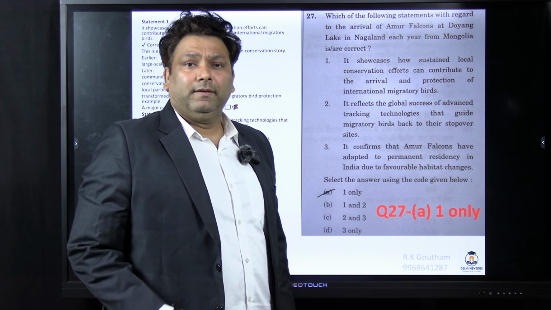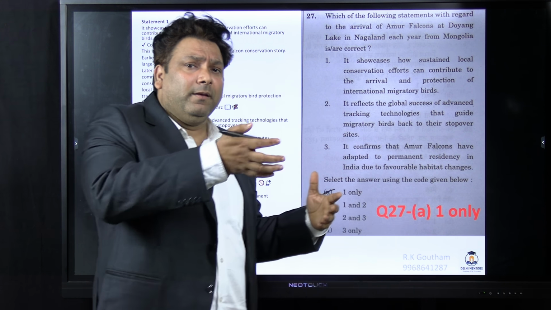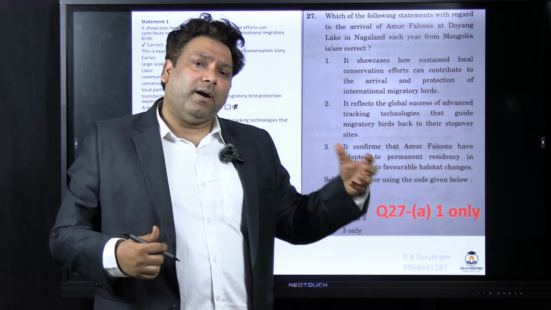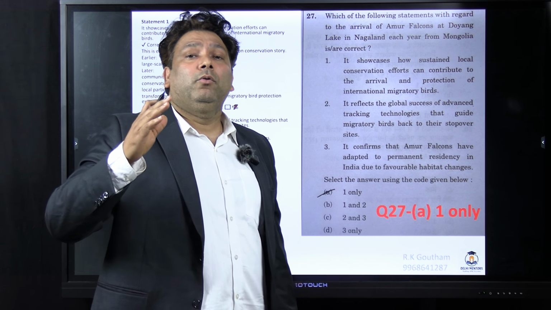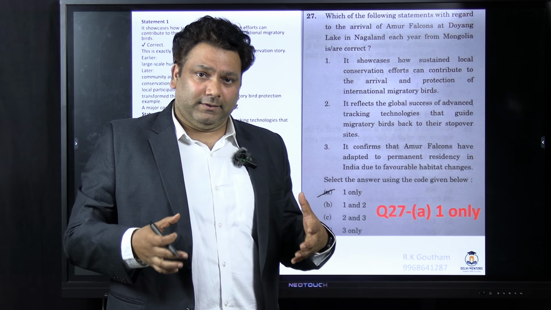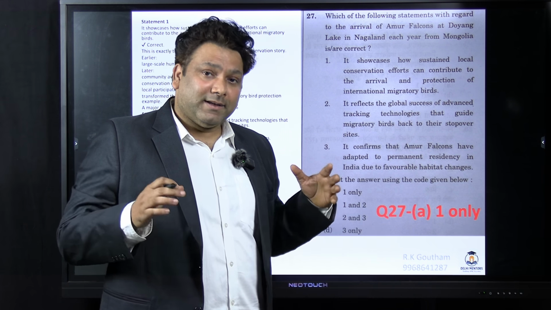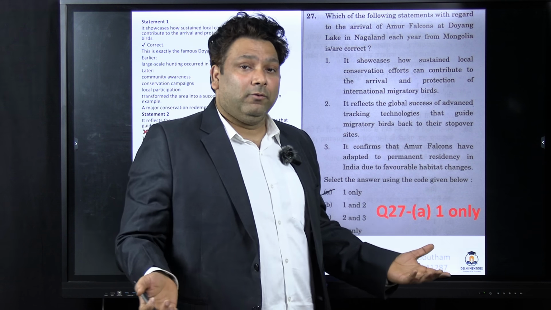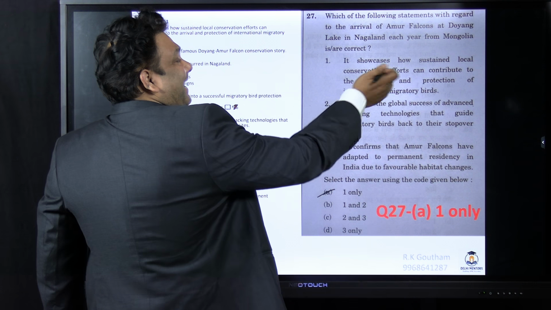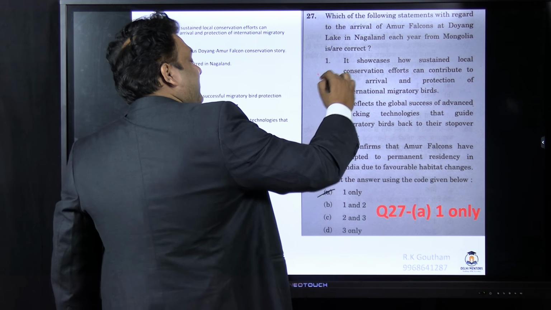Next, which of the following with regard to Amur falcons? Now Amur falcons, they were there in Siberia and Central Asia. So they passed through India. So earlier when they were passing through Nagaland, people in Nagaland used to kill and eat them. But later on, because of the community efforts, the people really started taking care of these falcons, and their numbers in India started increasing. So this is a very well known example when it comes to the environment. So it showcases the sustained local conservation efforts can contribute to arrival and protection of international migratory birds. This is a right statement.